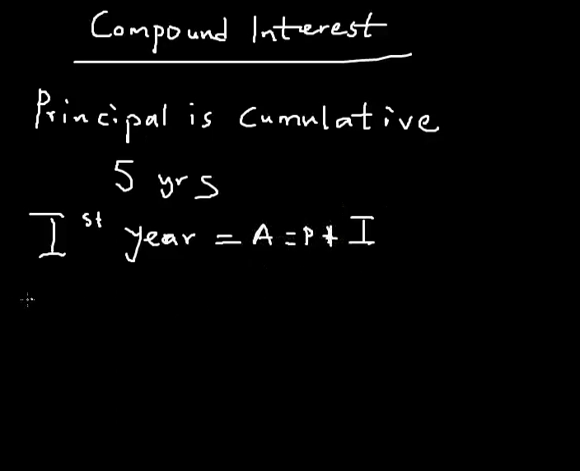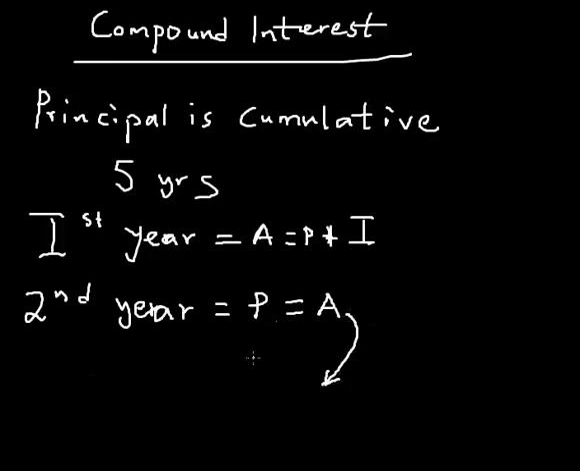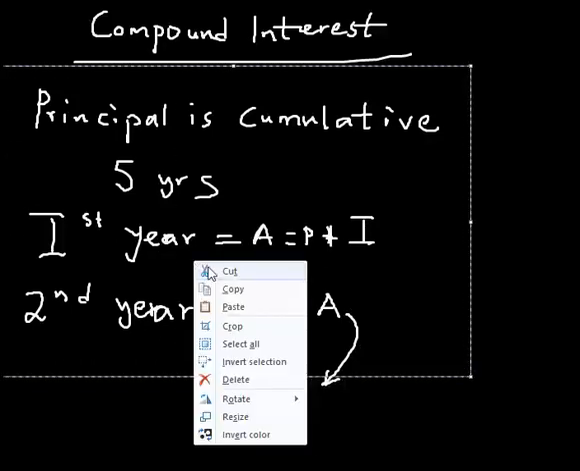So if we are going to calculate for the second year, you are not still going to use the original principal. Your principal for the second year becomes the amount of the previous year. And that is how it continues. For every year, the principal you're going to use is going to be the amount of the previous year. But I'm only interested in giving you the formula for the total amount for the entire year.